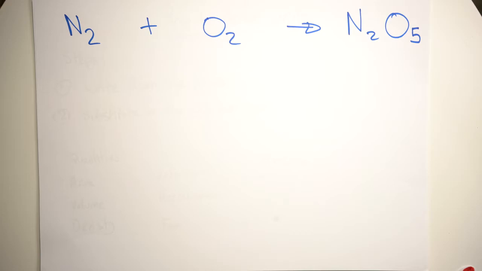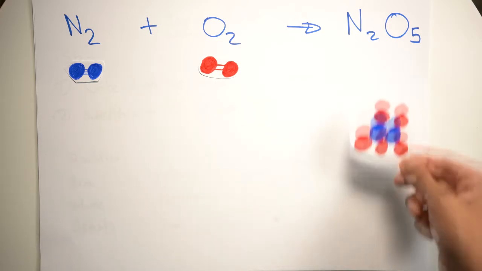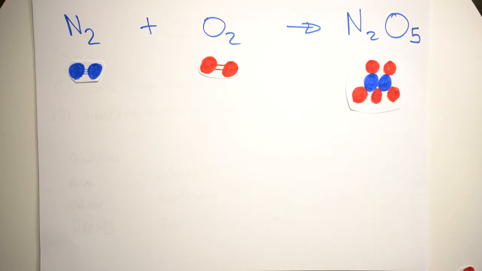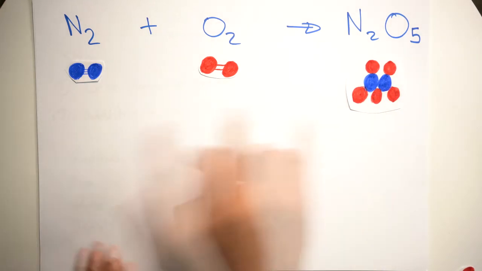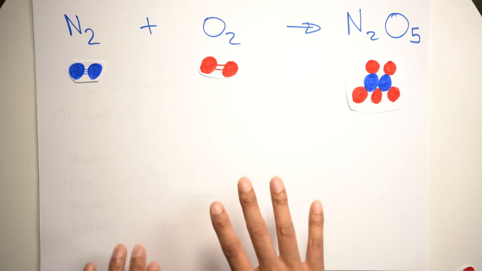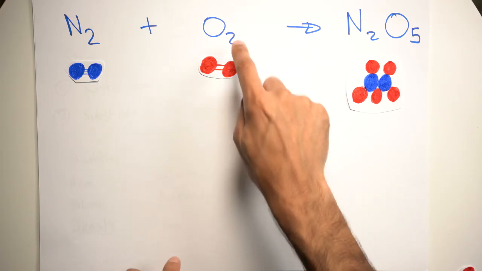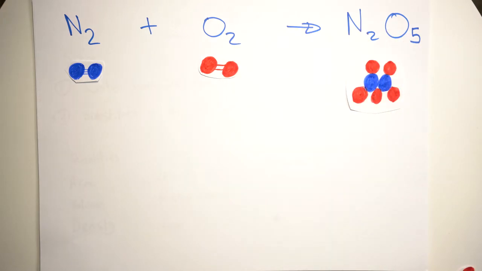So let's get the drawings out. It's probably the easiest way to do it. So N2 is going to be represented with that. 2 nitrogens stuck together. This one is going to be O2, 2 oxygens stuck together. And N2O5 is going to look a little bit like this. Now, immediately you can see the nitrogen is fine, but the oxygen isn't.